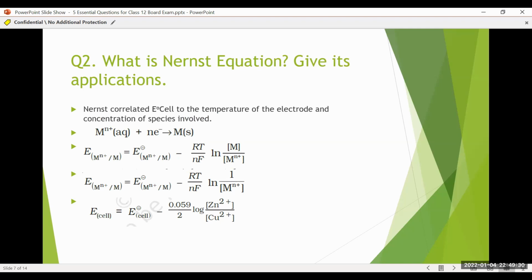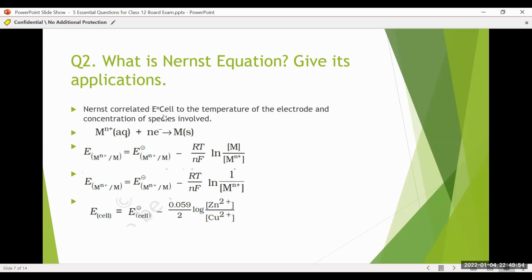The Nernst equation is to calculate E cell. What is E naught cell? What do you call E naught cell? We have all studied E cell. E cell is actually a potential difference which allows the flow of current from one electrode to the other electrode.